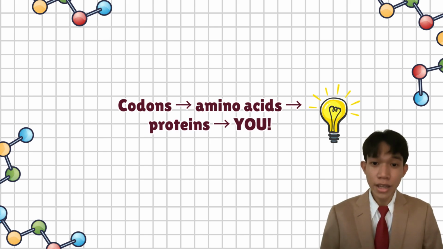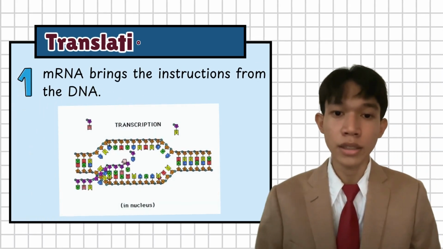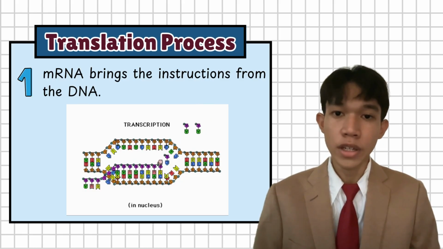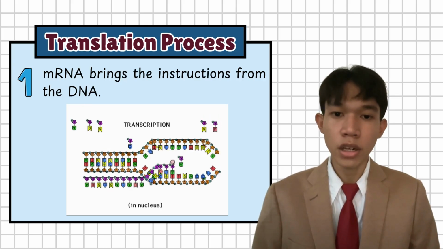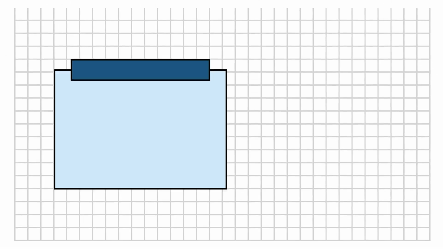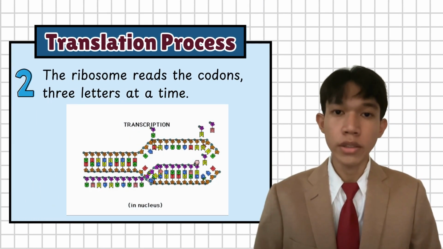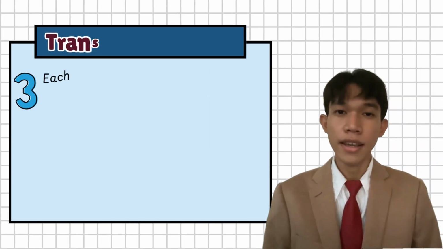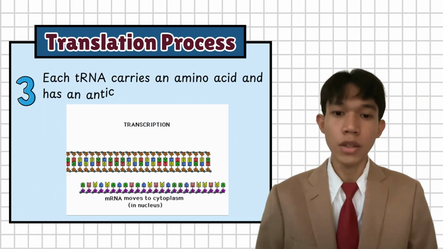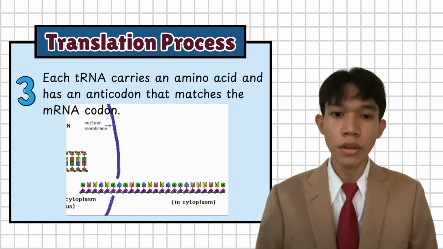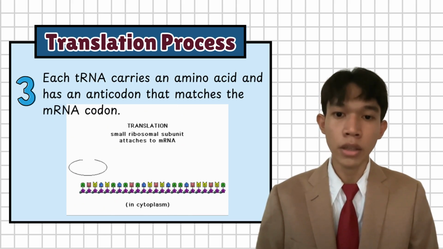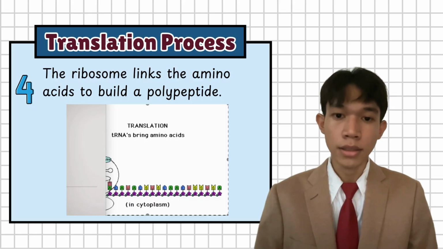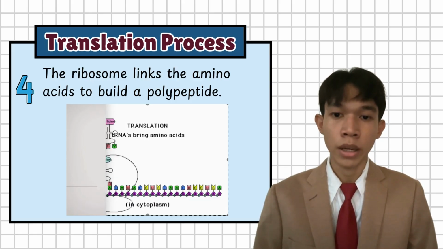Let's put it all together. This is where translation occurs, and this is how it happens. First, mRNA brings the instructions from the DNA. Second, the ribosome reads the codons, 3 letters at a time. Third, each tRNA carries an amino acid and has an anticodon that matches the mRNA codon. Fourth, the ribosome links the amino acids to build a polypeptide.